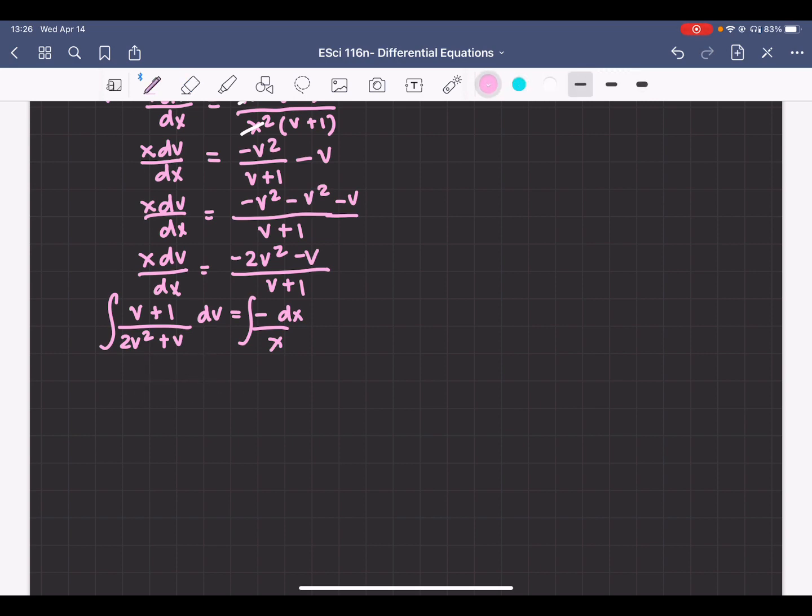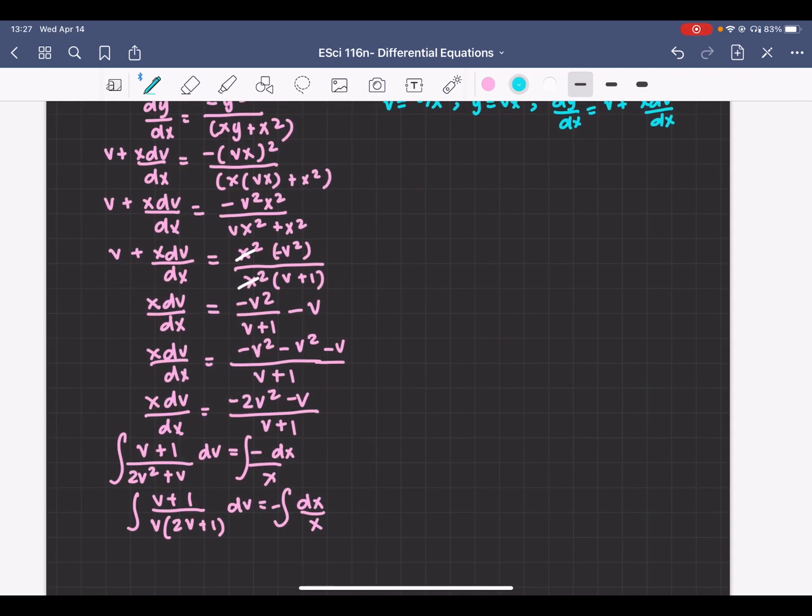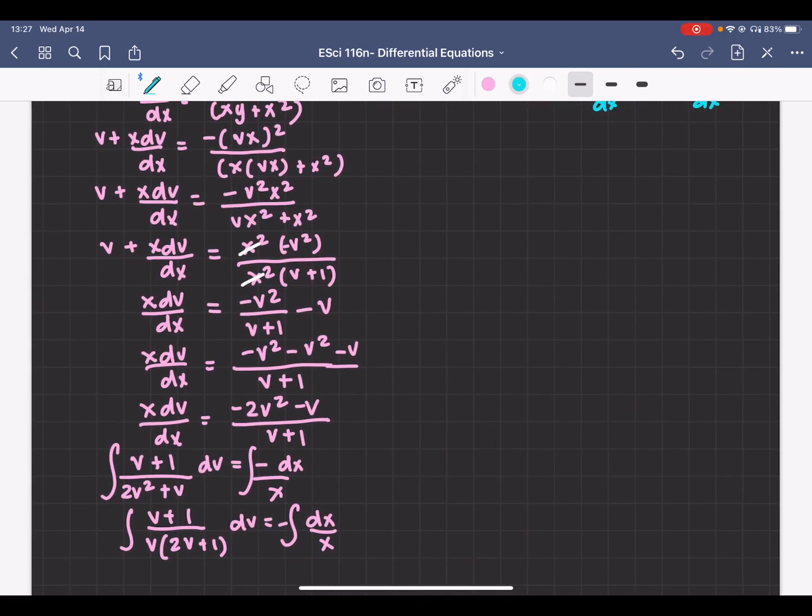So first we need to factor out the denominator. That's (v plus 1) times v times the quantity of 2v plus 1 dv is equal to the negative integral of dx over x. So we're here on the right side. Let us solve the partial decomposition, the fractional decomposition.